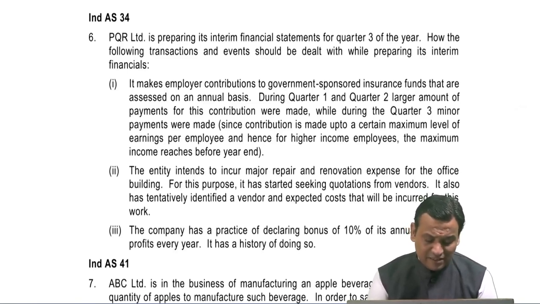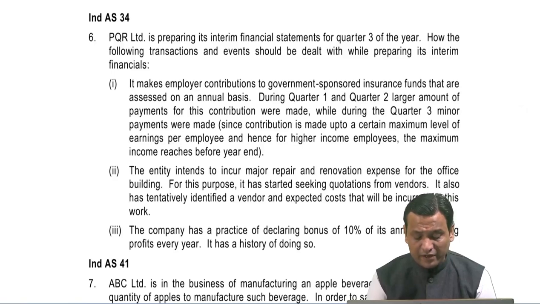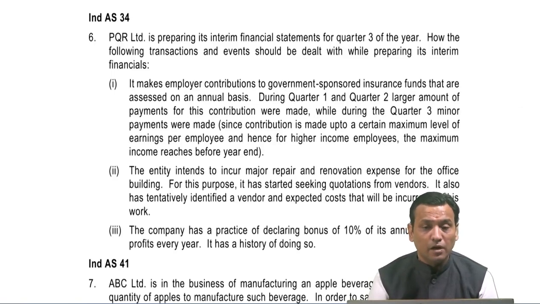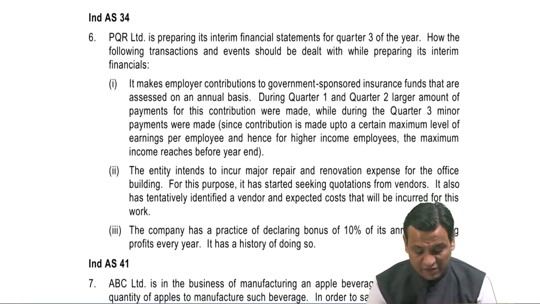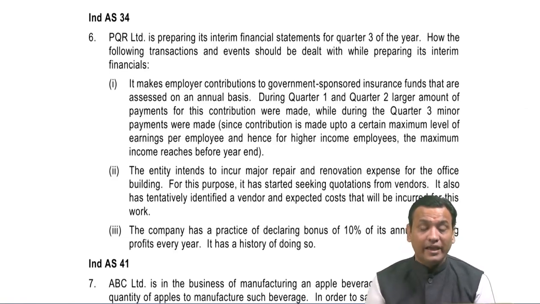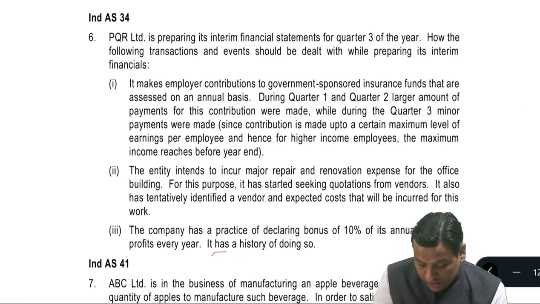The entity intends to incur major repair and renovation expense for its office building. For this purpose, it has started seeking quotations from vendors. It has tentatively identified a vendor and the expected cost will be incurred for this work. The company has a practice of declaring a bonus at 10% of its annual profits every year. It has a history of doing so.